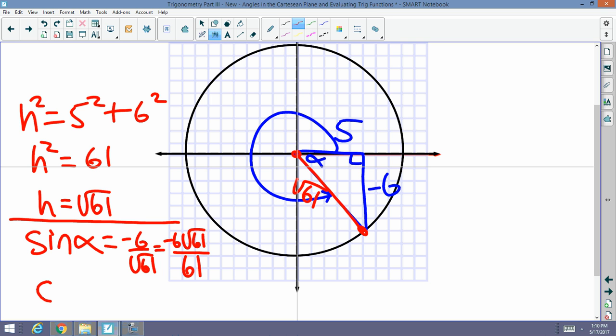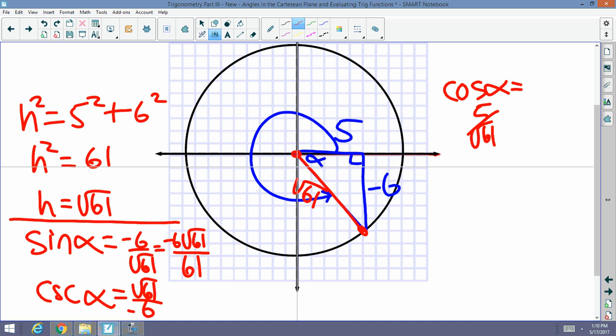What's the cosecant? Cosecant of theta is the reciprocal. So it's square root of 61 over 6. What's the cosine? Negative, yes. What's the cosine of alpha? That's right, which is 5 over square root of 61, which is equal to 5 square root of 61 over 61. What's the secant of alpha? Square root of 61 over 5.